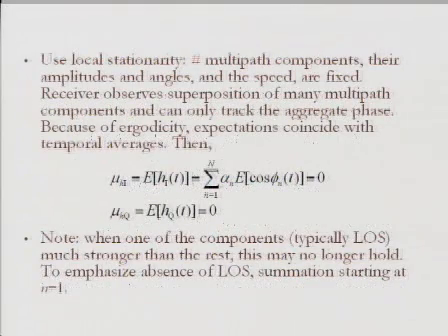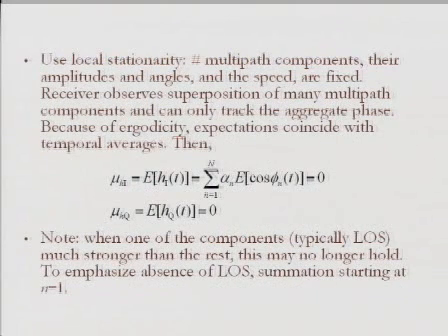So for this analysis, we're going to invoke local stationarity. The number of multipath components, capital N, is going to be constant. The amplitudes, which are the alphas, and the angles, which are the thetas, are going to be constant. Even the speed is going to be constant. So we're looking at a frozen universe where nothing moves. All the buildings, all the objects that reflect the signal are fixed, and the only thing that moves is the receiver. So we have a base station, a bunch of static objects, and our receiver is in a car, or somebody walking with it on the street, moving at constant speed. That's the only thing that's moving in the universe. Everything else is constant.